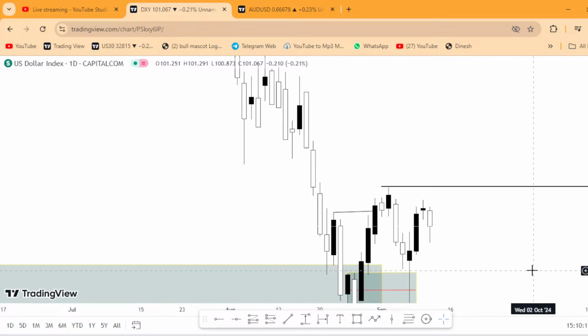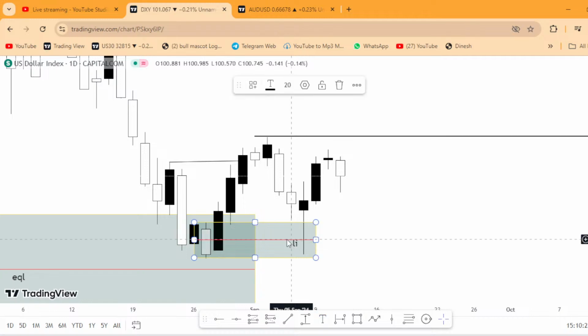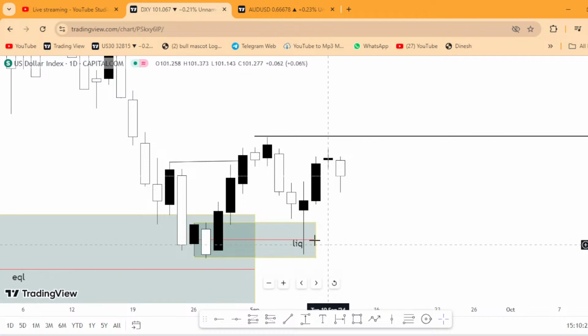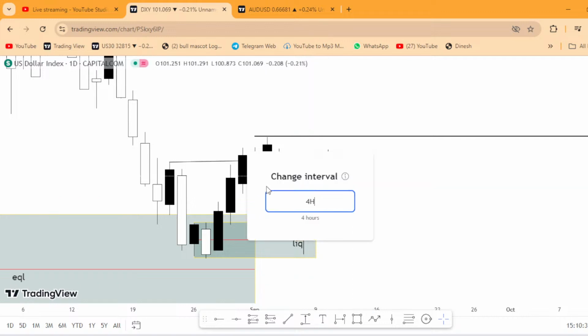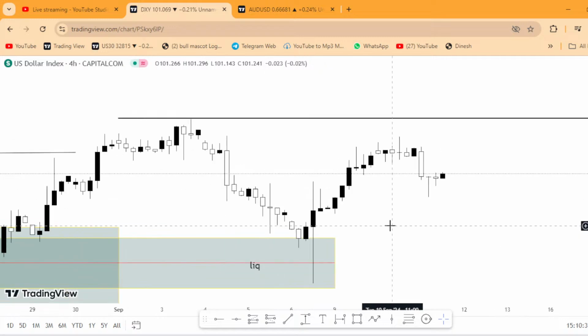Now, what do we have here so far? We're just considering this as a lower time frame. We have more liquidity at this level, right? We have more liquidity at that level, and now we're going to be dealing with this. Now, let's dive into the H4. The H4, what does the H4 show?